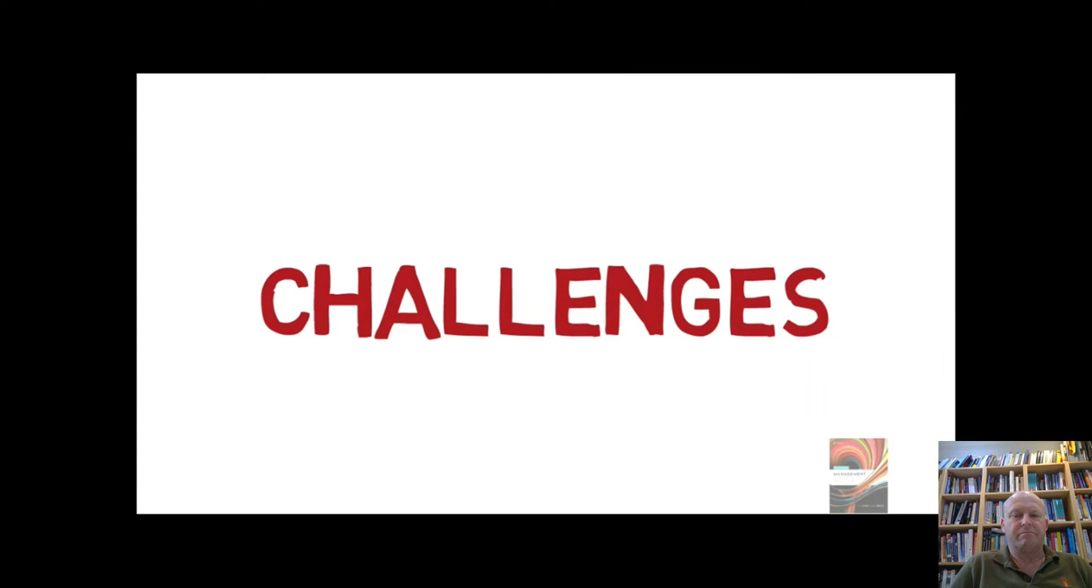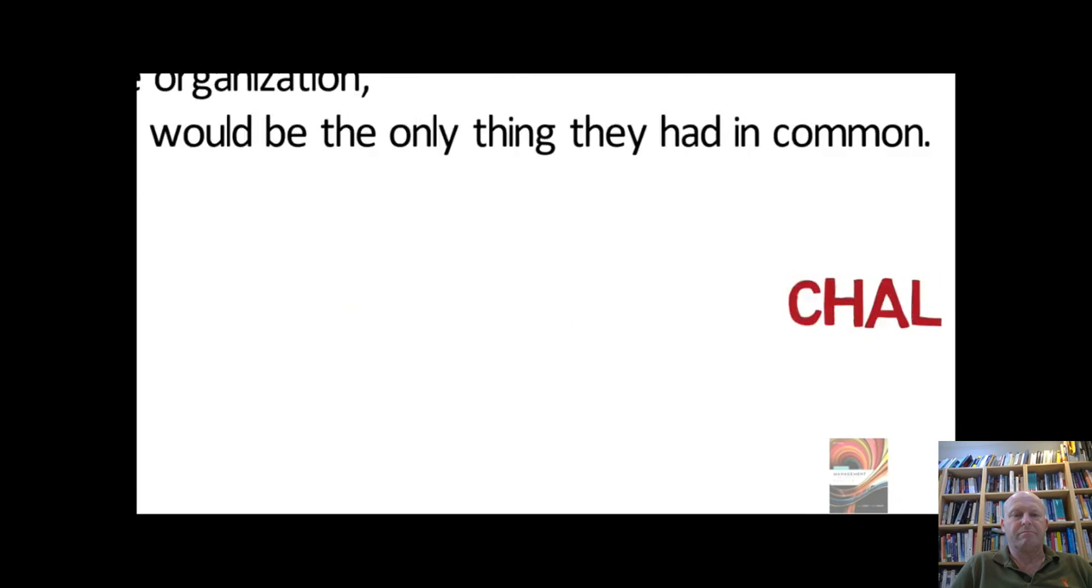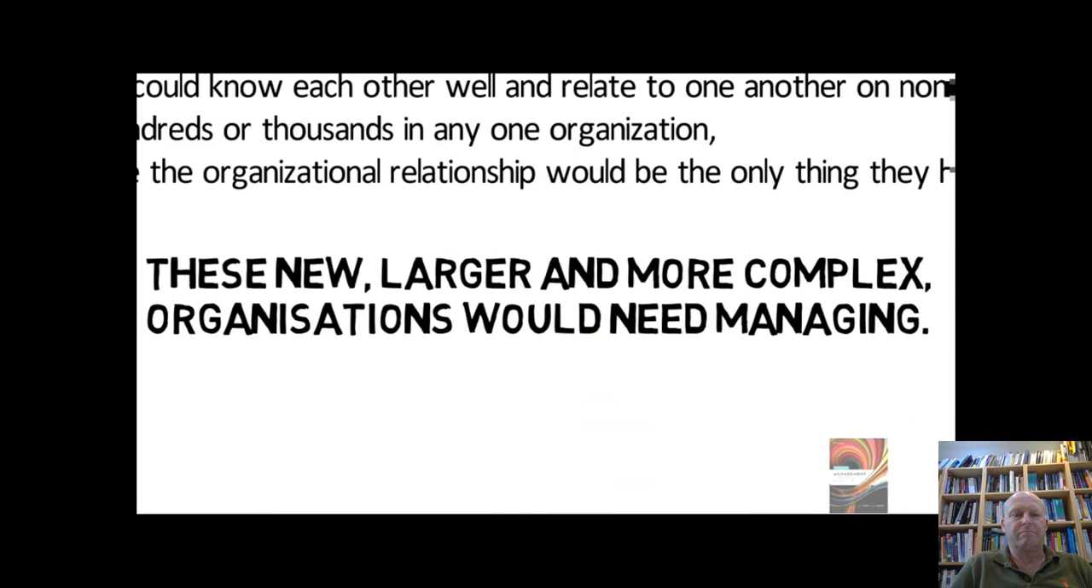Developments during and after the Industrial Revolution presented a number of challenges for business owners in particular. The new, larger and more complex organisations would need managing. They had to find ways to reduce costs and improve the efficiency of their business. This not only involved consideration of the use of technology and machinery, but also people, the workers. There was a need to ensure they were productive.